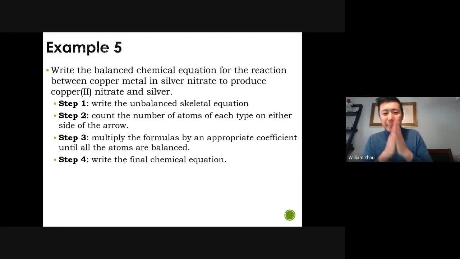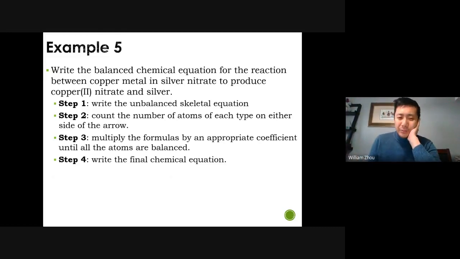Read the question. Write the balanced equation for the reaction between copper metal in silver nitrate to produce copper II nitrate and silver. So step one, figure out what the equation is. Well, I got 4 things in here. I got copper, I got silver nitrate, I got copper II nitrate, and I got silver. You just take out your periodic table. Copper is Cu, silver is Ag, nitrate is NO3.